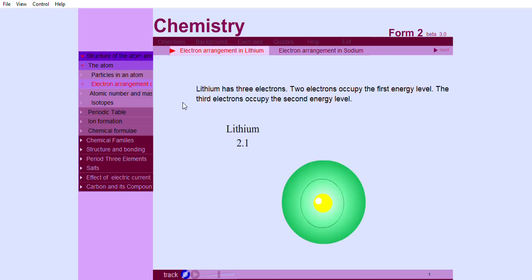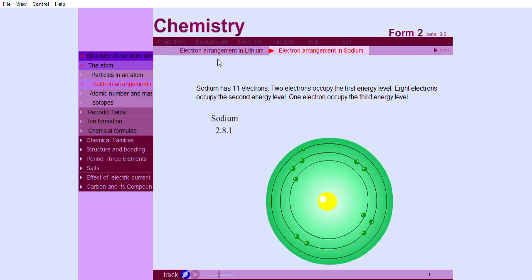Lithium has 3 electrons. 2 electrons occupy the first energy level. The third electron occupies the second energy level. Sodium has 11 electrons. 2 electrons occupy the first energy level. 8 electrons occupy the second energy level. 1 electron occupies the third energy level.